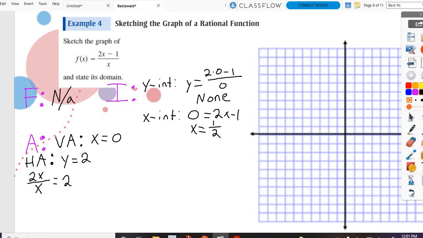Okay. So then I'm just going to start plugging in some stuff, because remember, we want to do lastly our test points. I'm going to go ahead and graph some of this because it makes it a little bit easier to pick our test points. So we have an x-intercept at 1/2, a vertical asymptote at 0, and a horizontal asymptote at 2.